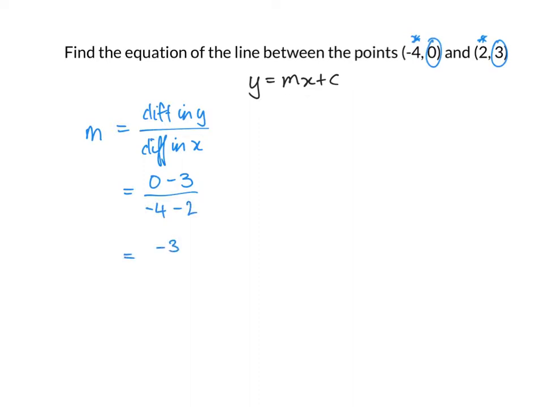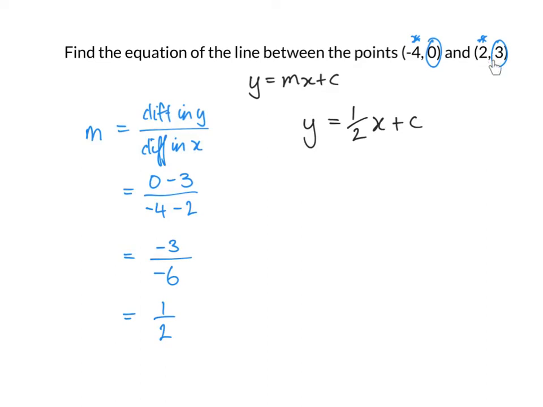0 minus 3 is -3, -4 minus 2 is -6, and a negative divided by a negative is positive, and 3 over 6 is 1 over 2, or a half. So the gradient is a half, and so I can rewrite this as y equals, instead of mx, a half x plus c. Now again, we want to take one of these two coordinates and plug them into this equation. That's going to help us find what c is. I'm going to choose 2, 3 here simply because the numbers are both positive, but it doesn't really matter.